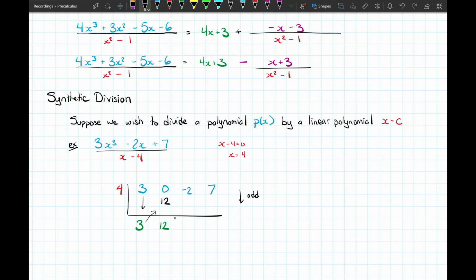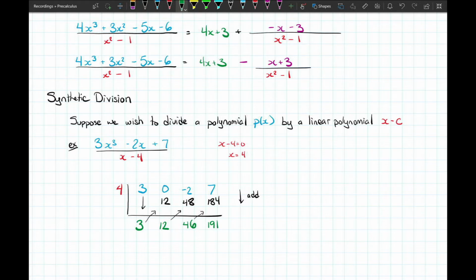12 times 4, and that'll be 48. And then -2 plus 48 is 46. Now we can continue onward: add down, multiply by 4, 46 times 4, and then 7 plus 184.